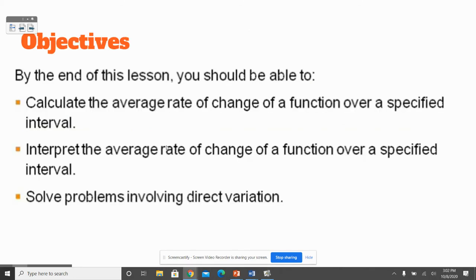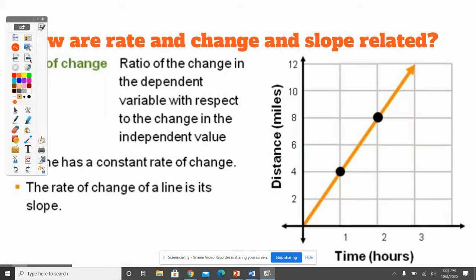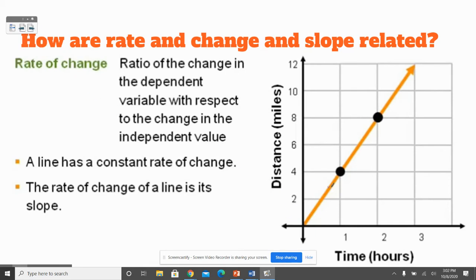By the end of this lesson, we're going to talk about these rates of change and how they can look different for lines and graphs that aren't lines. And we're going to talk about direct variation a little bit. So what is a rate of change? A rate of change is how one quantity changes with respect to another.